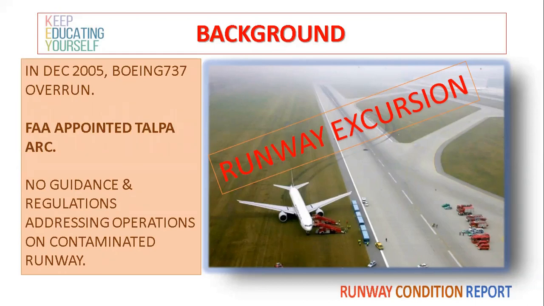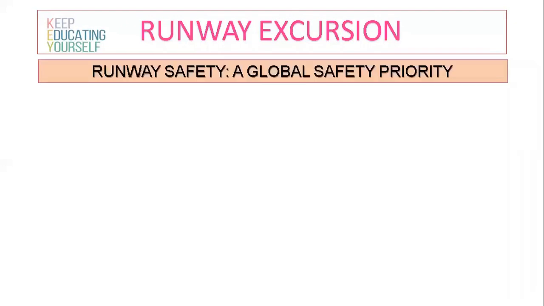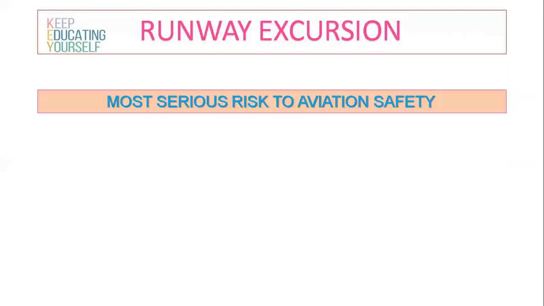On the recommendations of the TALPA Aviation Rulemaking Committee, the global reporting format was developed by ICAO to help mitigate the risk of runway excursions. The global reporting format is a globally harmonized methodology for assessing and reporting runway surface conditions. A runway excursion is a veer off or overrun from the runway surface. The International Civil Aviation Organization has identified runway safety, particularly runway excursions, as a prime concern for aviation safety. It is a more serious risk to aviation safety.